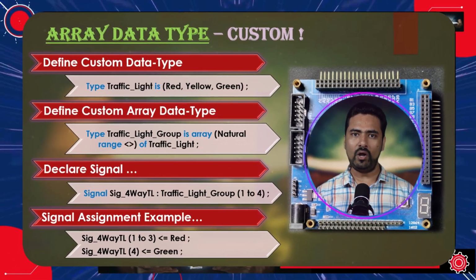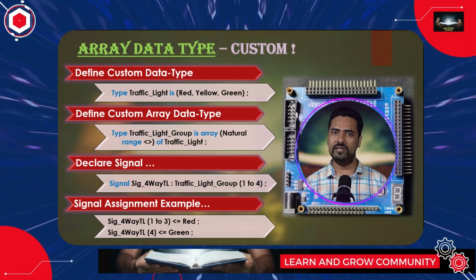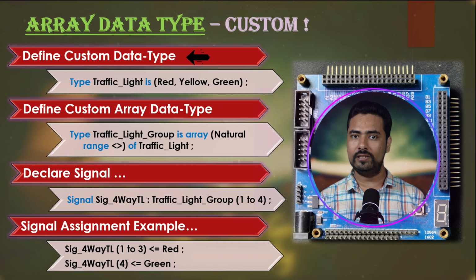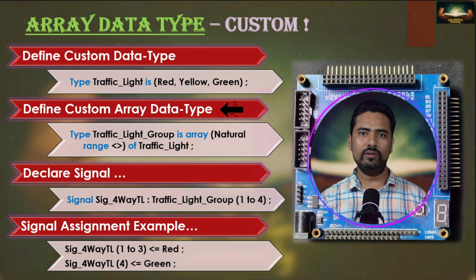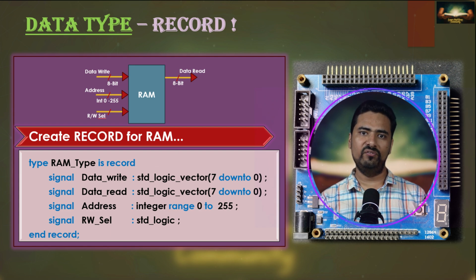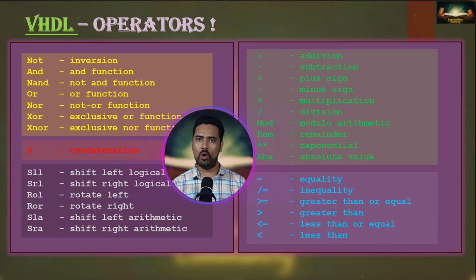Hi. So by now we are aware of different VHDL data types, as we discussed all the standard data types and even custom data types. We talked about array-based data types and also record-based data types. Now it's time to start another important topic in VHDL, which is VHDL operators.